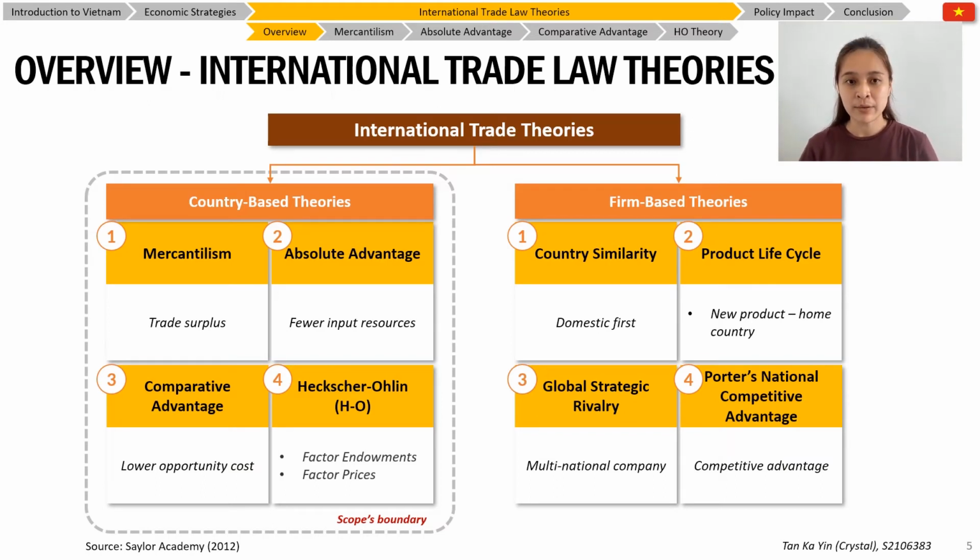In the firm-based theory, country similarity suggests that a firm should focus on the domestic market first, then only export to countries with a similar development level. Product life cycle suggests that the production of a new product would take place entirely in the home country of its innovation. Global strategic rivalry focuses on MNCs and their effort to gain a competitive advantage against other global firms. Porter's national competitive advantage emphasizes the competitive advantage that enables a firm to do better than its competitors.